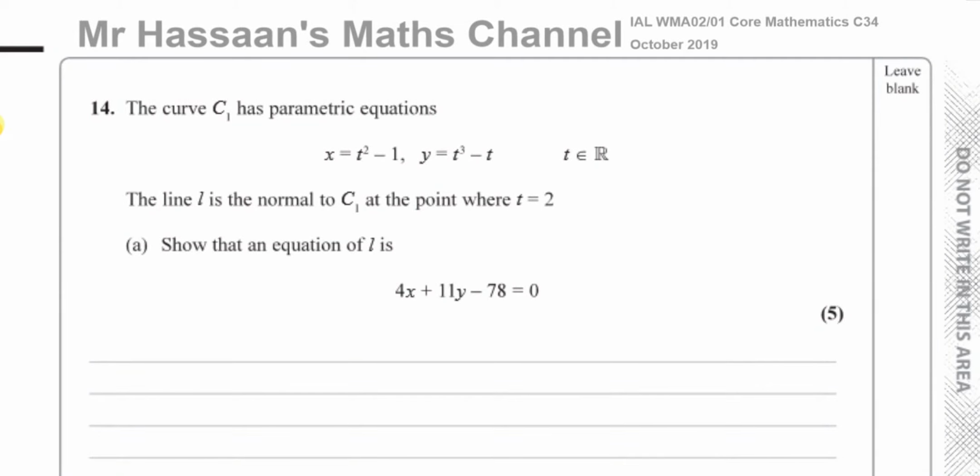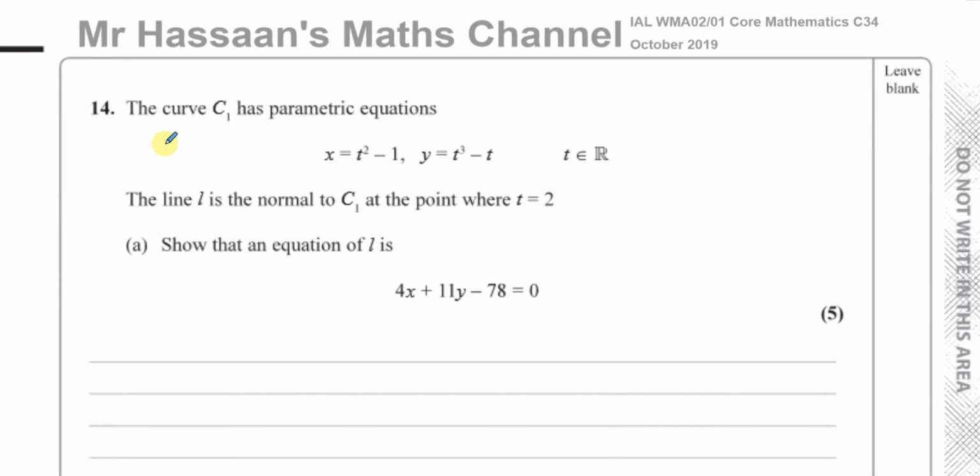I'm going to answer question number 14 from the October 2019 International A-Level Core Mathematics C34 paper. This question is about parametric equations, and this would be included, I'd guess, in the P4 work. In the new syllabus, this would be under P4.